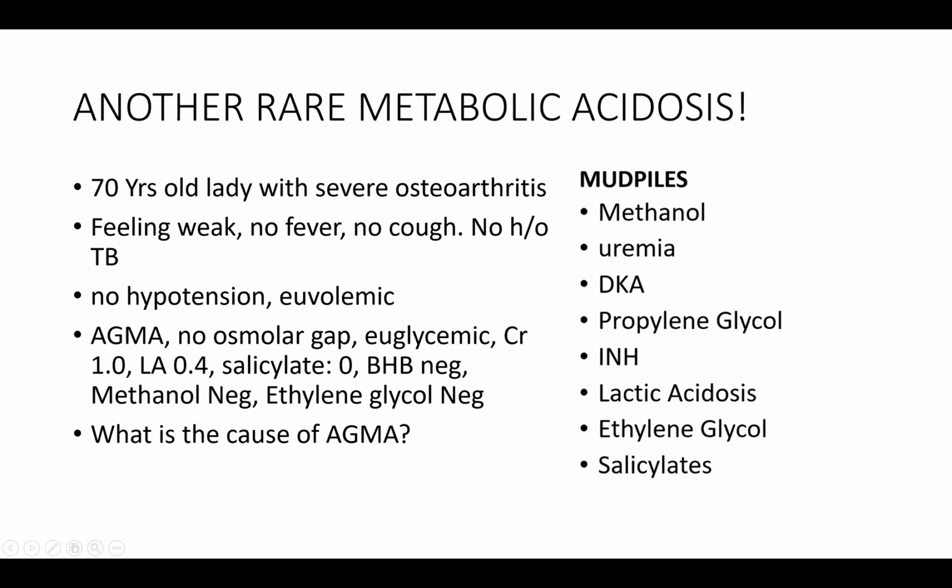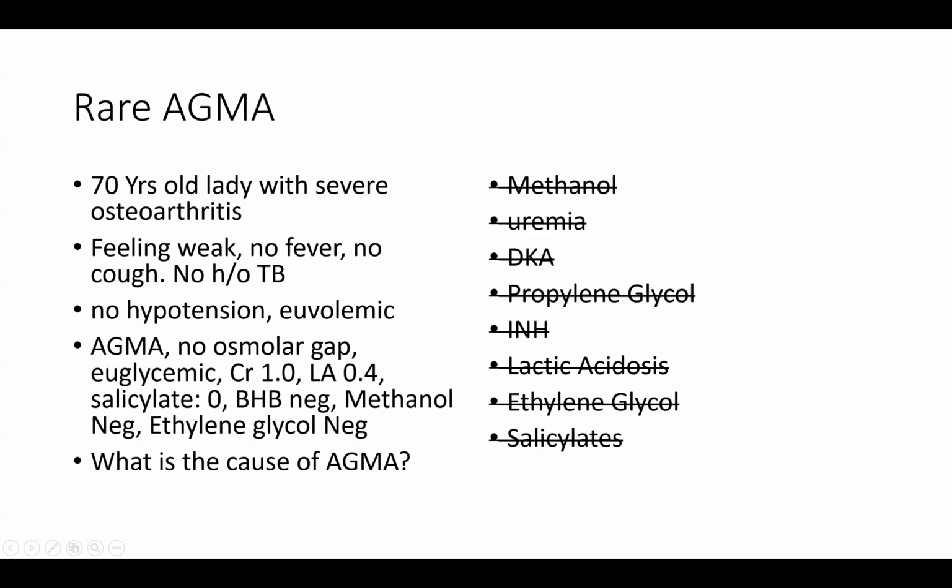So there is no methanol, no uremia, no DKA, no propylene glycol administered as a vehicle in somebody who is already in the hospital with some medicines. Patient has no tuberculosis and not taking anti-TB medicines, no lactic acidosis, no ethylene glycol, no salicylate. So we're kind of scratching our head because I really went through this and all of them were not there and patient still had an anion gap.